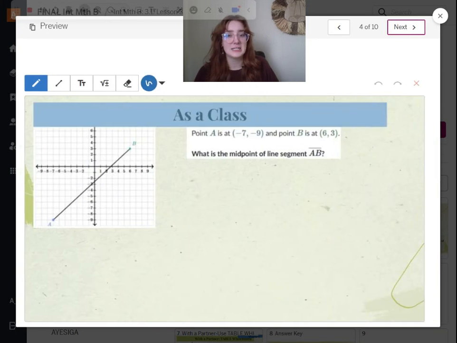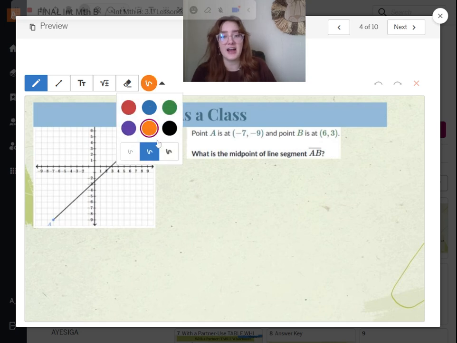Okay, so let's go ahead and practice this as a class. So point A is at this specific coordinate down here, and point B is at this coordinate up here. We want to find the midpoint of this line segment AB. So given this line segment AB, we want to know where is the middle value. Where would we end up? Where's the middle? Again, kind of eyeballing it.